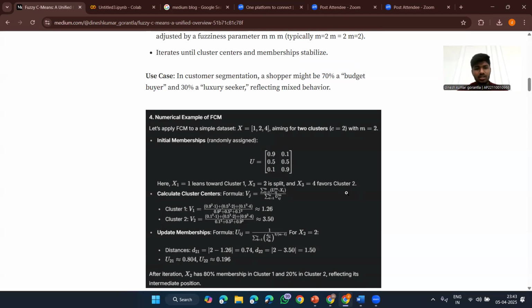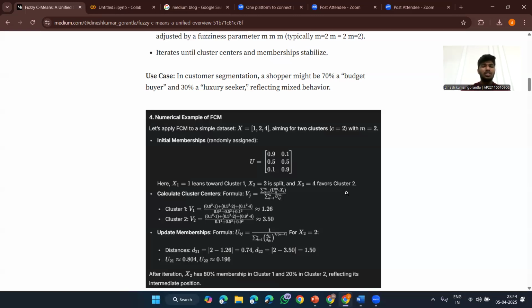Calculate cluster centers. Formula: Vj is equal to the sum from i equals 1 to n of u_ij to the power m into xi, divided by the sum from i equals 1 to n of u_ij to the power m. Cluster 1: V1 is equal to, you should raise the matrix values to the square. Then we do 0.9 square into 1 plus 0.5 square into 2 plus 0.1 square into 3, divided by 0.9 square plus 0.5 square plus 0.1 square. That is equal to 1.26.